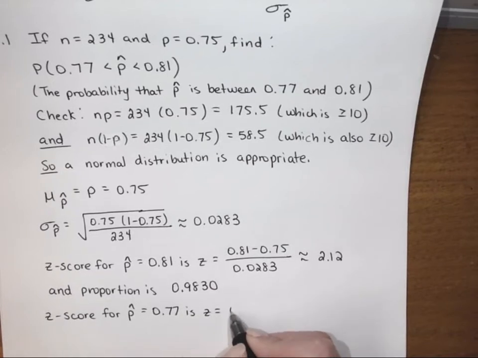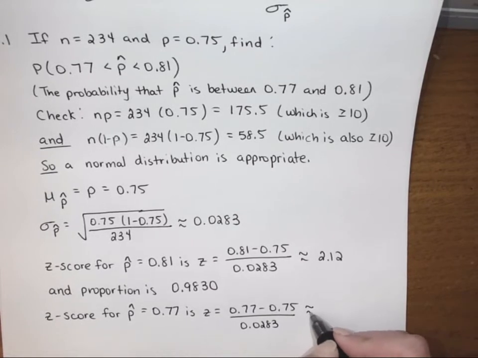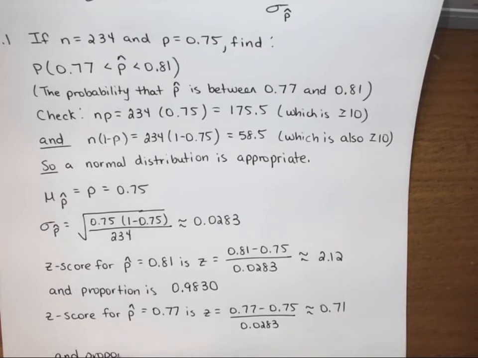This second z-score is going to be 0.77 minus 0.75 over that standard deviation. And if you work that out, you get 0.71. And then again, look at your chart. The chart is going to give you an area or a proportion of 0.7611.